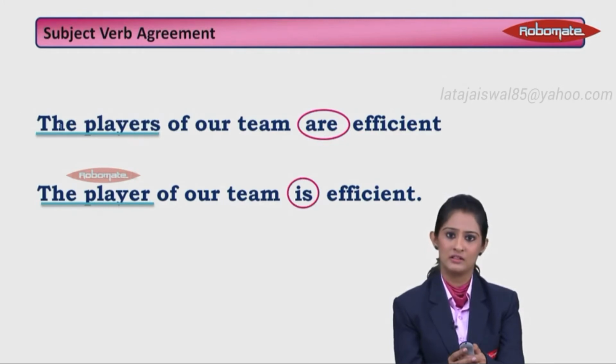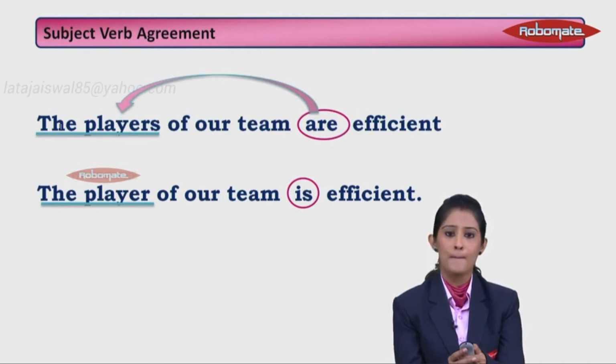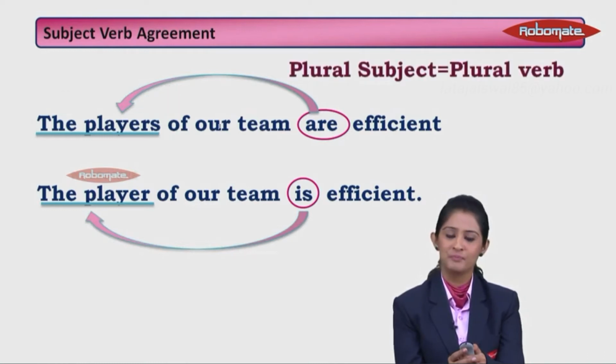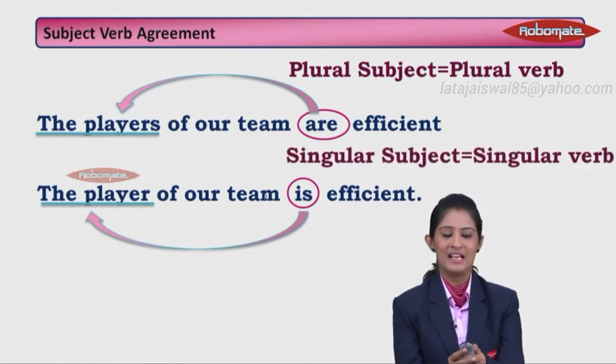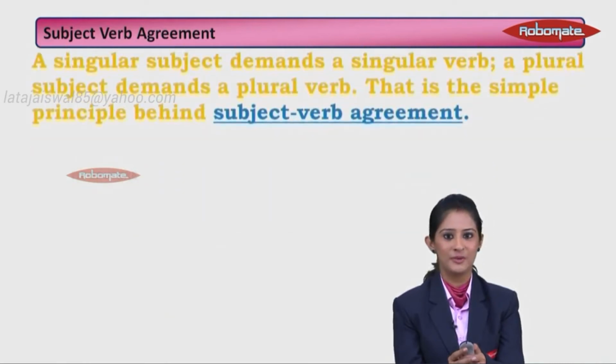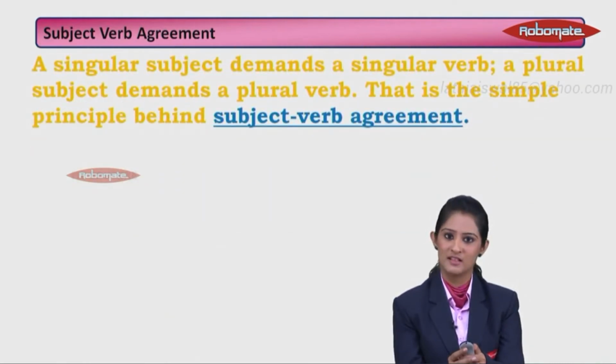Now, in the first one, we have used the word are because we have the word the players. We have used the word is because we have the word the player. We shall conclude: a plural subject needs a plural verb and a singular subject needs a singular verb. So here we go. A singular subject demands a singular verb. A plural subject demands a plural verb. That is the simple principle behind subject-verb agreement.